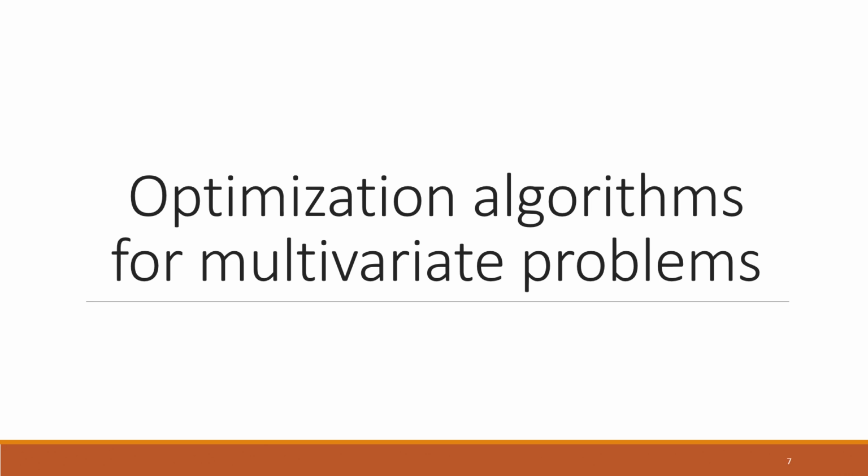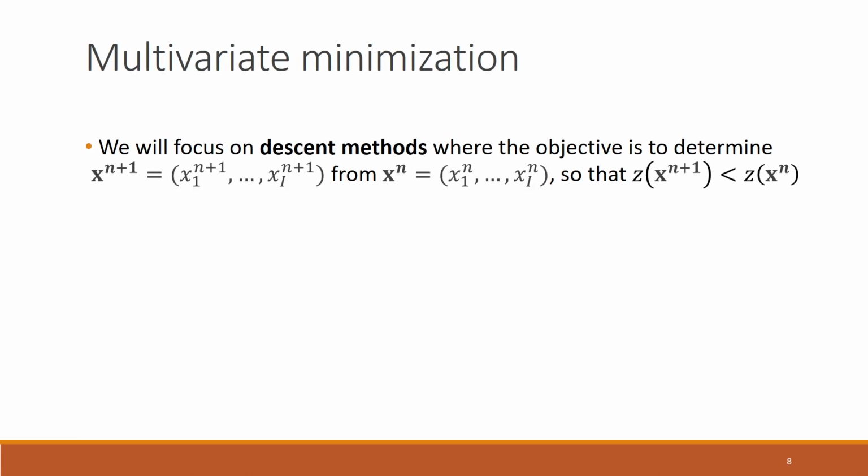Okay. So until now we were talking about optimization algorithms for functions that have a single variable, but now we will be considering optimization algorithms for multivariate problems. Again, just to remind, we are focusing on algorithms for those kinds of problems which have a convex objective function and linear constraints. So we will be focusing on descent methods. What are these descent methods?